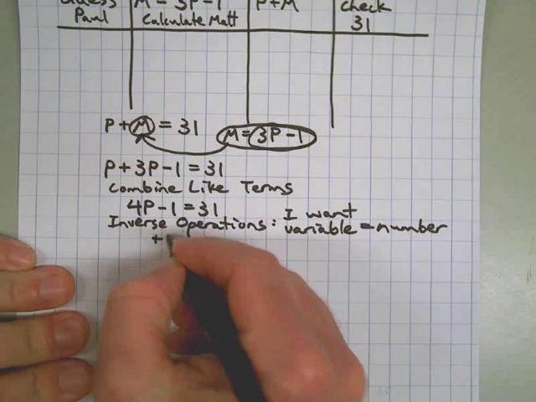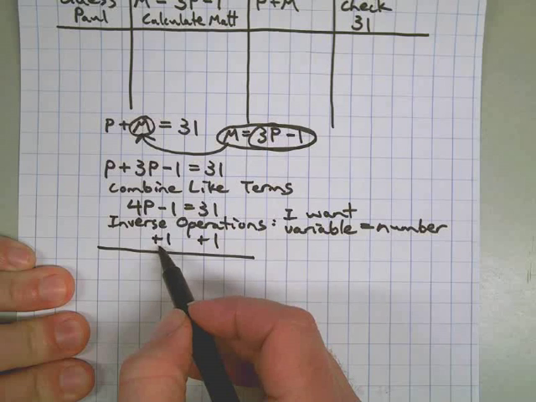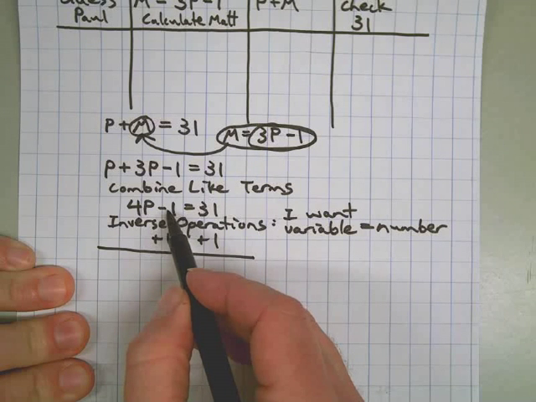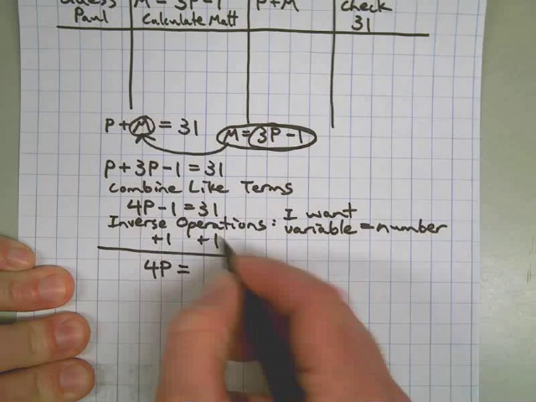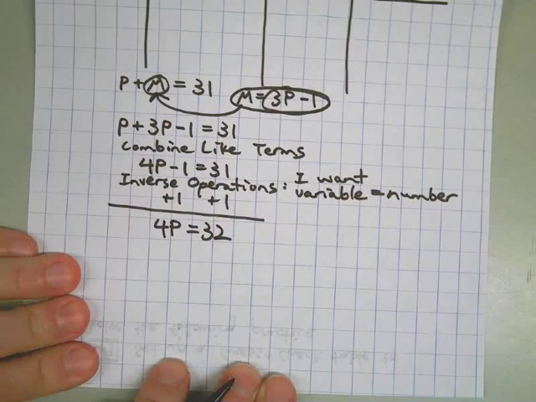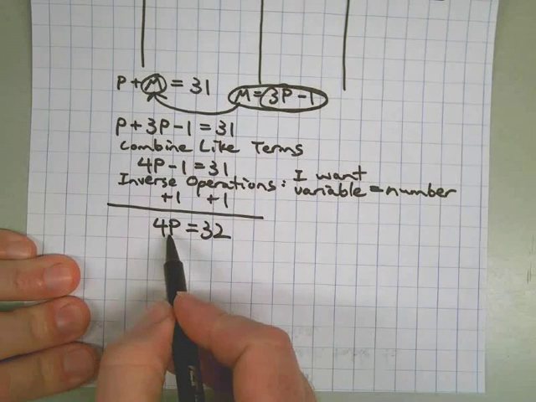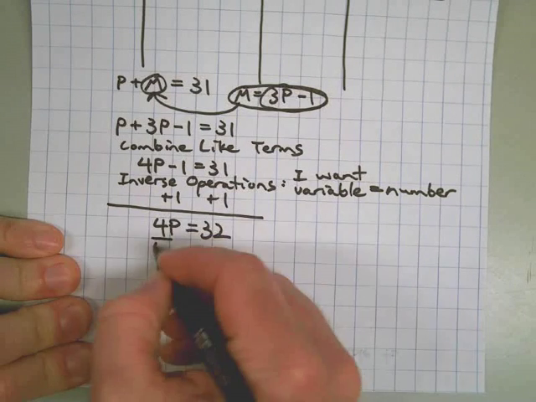First I need to add 1 to both sides. Why? Because a positive 1 creates a neutral field with this negative 1, giving me a 0 over here. And when I add that 1 to 31, I get 32 on that side. I'm almost there. I have 4P on one side, or 4 Pauls. I need to divide that, so I only have 1. So I'm going to divide that by 4.